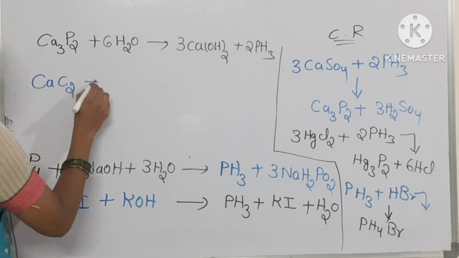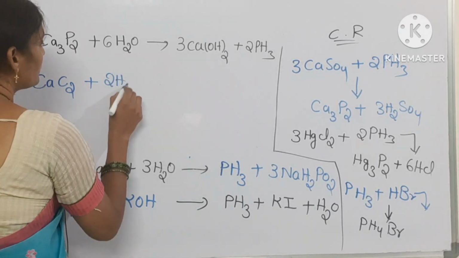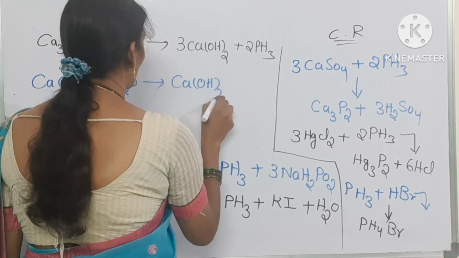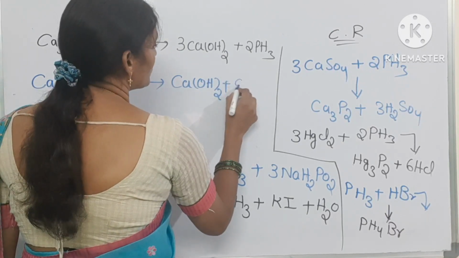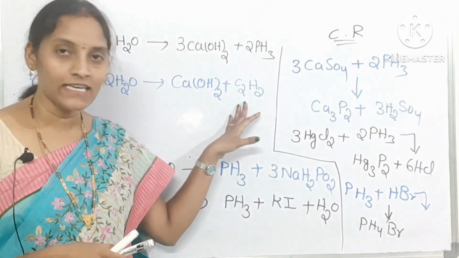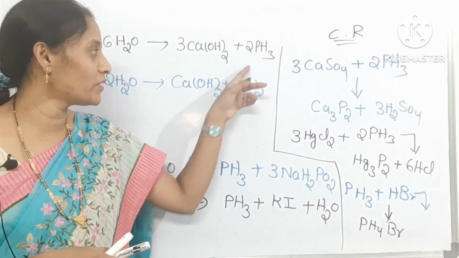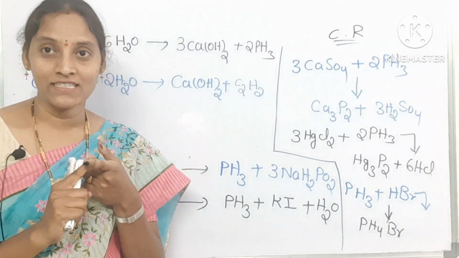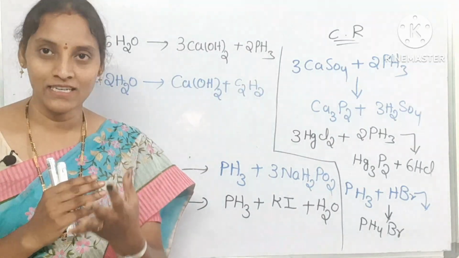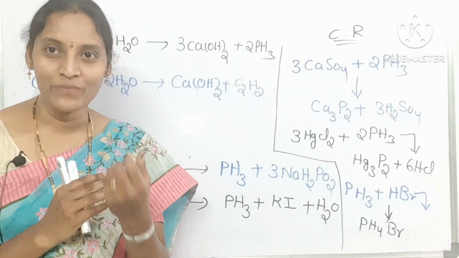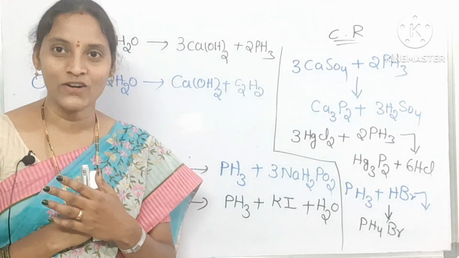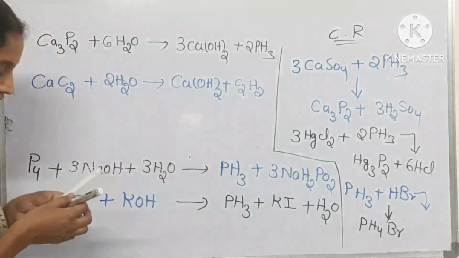CaC2 is the calcium carbide, which reacts with water, then it will give you Ca(OH)2 and C2H2. This is the C2H2, acetylene. This is also gaseous form, and this is also gaseous form. These gaseous forms reacting with water, they will release a flame. That flame acts as a signal for the ships traveling on the sea water. Okay, this is nothing but Holmes signal.